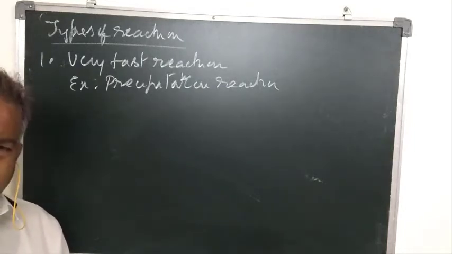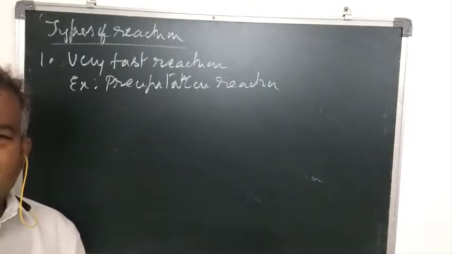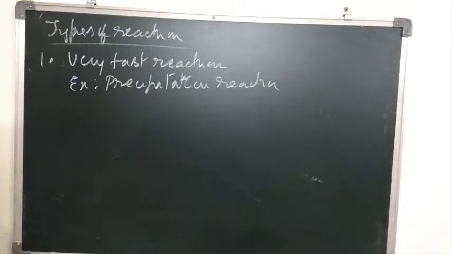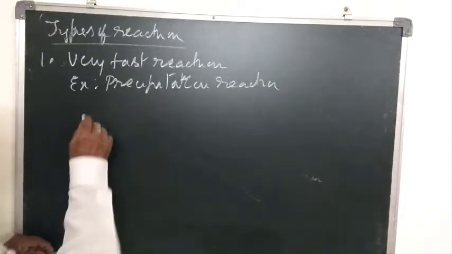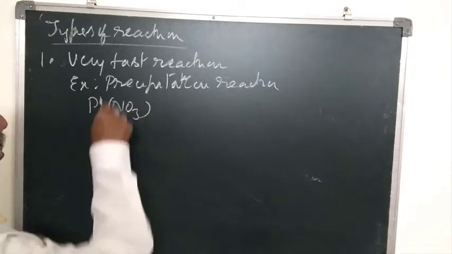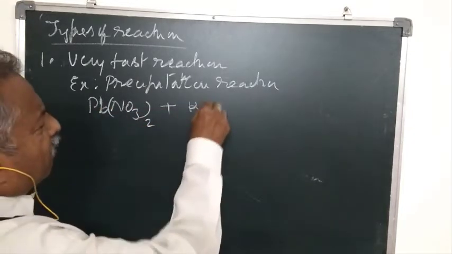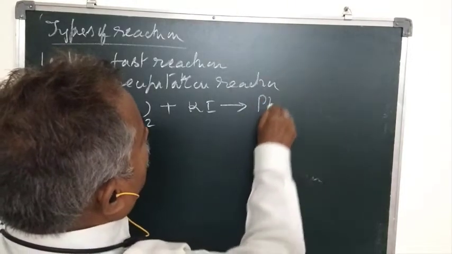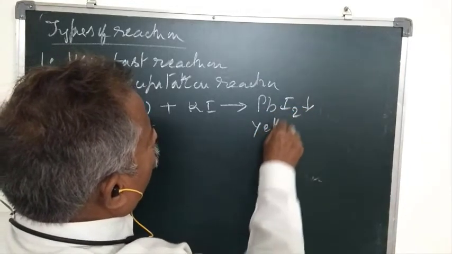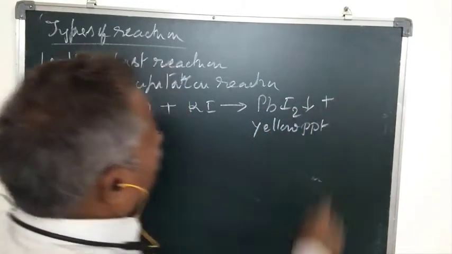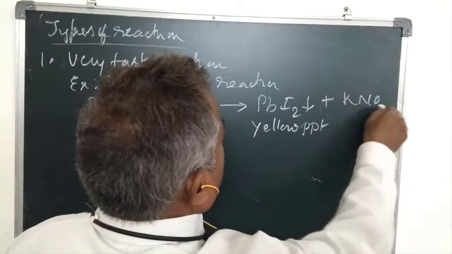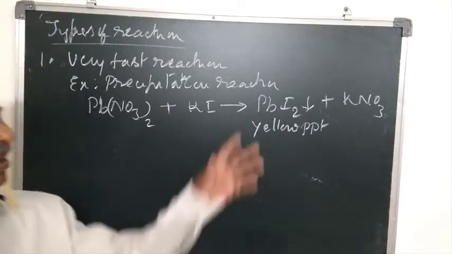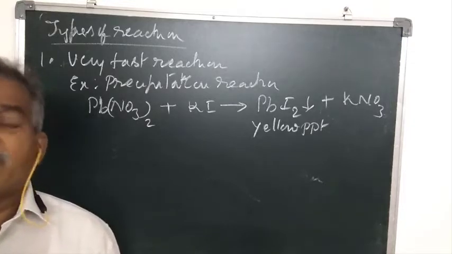Aqueous solutions of silver nitrate and sodium chloride react with each other and we get a white precipitate of silver chloride. That is a very fast reaction. Similarly, all precipitation reactions. For example, aqueous solution of lead nitrate and aqueous solution of potassium iodide. When these two aqueous solutions are mixed with one another, we get lead iodide, which is a yellow precipitate, and of course, we get potassium nitrate. So this reaction completes instantaneously or very fast. Within no time, the reaction completes. Such reactions are referred to as very fast reactions.